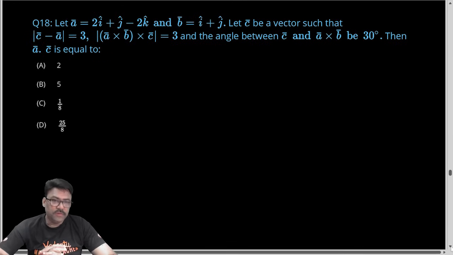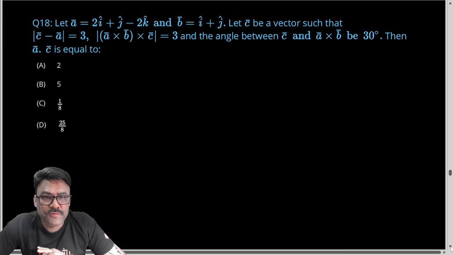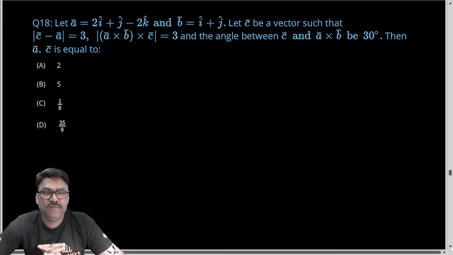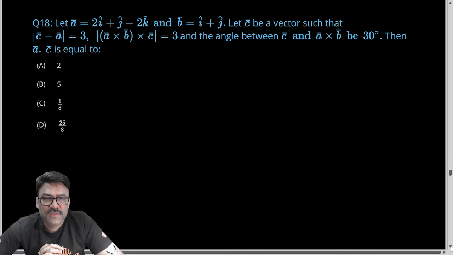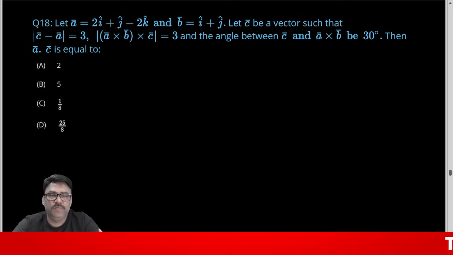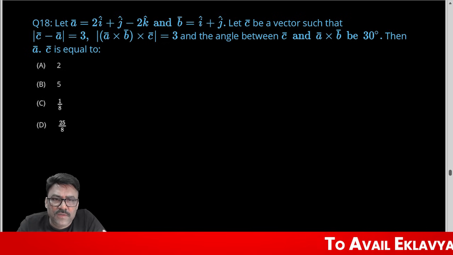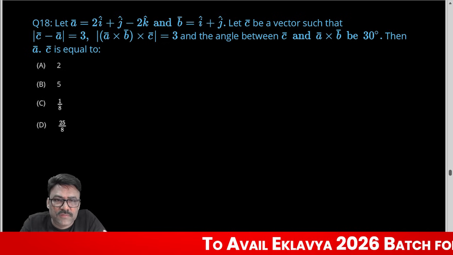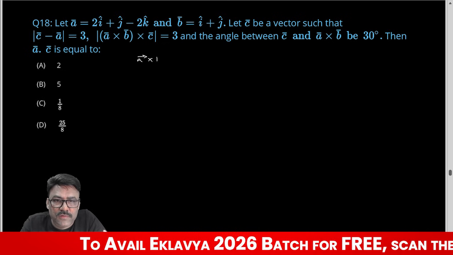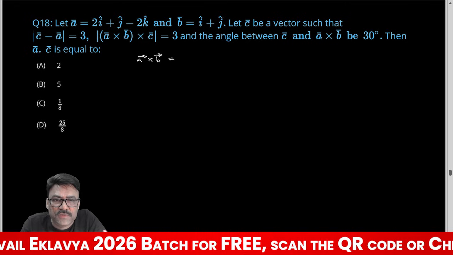Let's see this question now. This is from vectors. Two vectors A and B are given. C is another vector. Mod C minus A is 3. Mod A cross B cross C is also 3. The angle between A cross B and C is 30 degrees. What will be A dot C? Right, so let's find A cross B first.